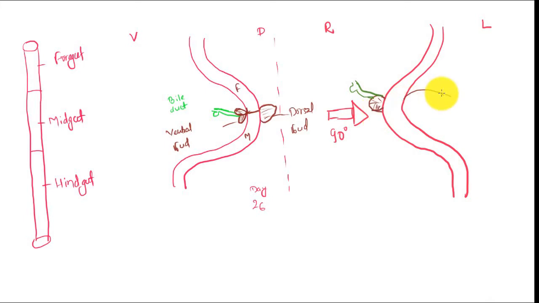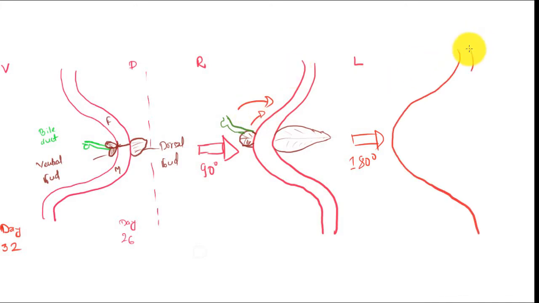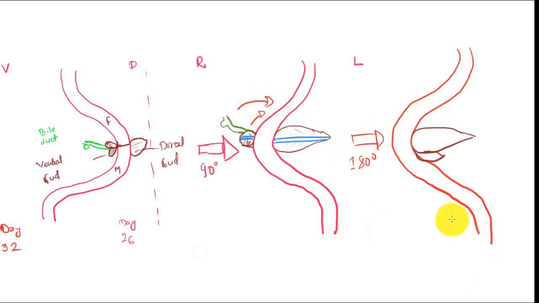Here we have the ventral bud and the dorsal pancreatic bud, which enlarges with time, and this will undergo 180 degree rotation. The ventral bud will undergo 180 degree rotation and fuses with the dorsal bud on day 37.